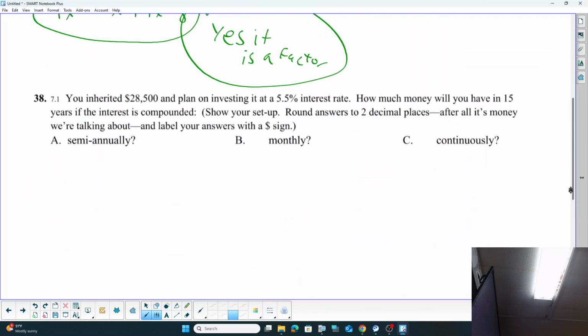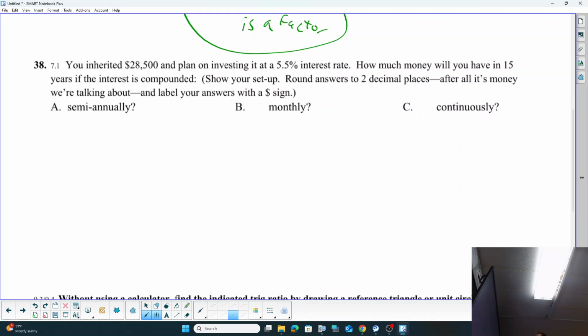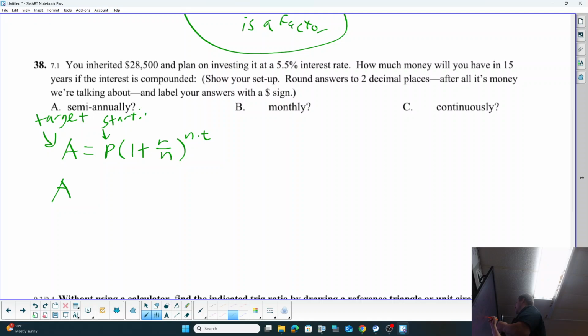Okay, you inherited $28,500. We're going to use compound interest. So that's going to be A is equal to the principal times 1 plus the rate over the number of compounds, to the number of compounds times the time. So that's our target. A is our target, and P is our starting money.